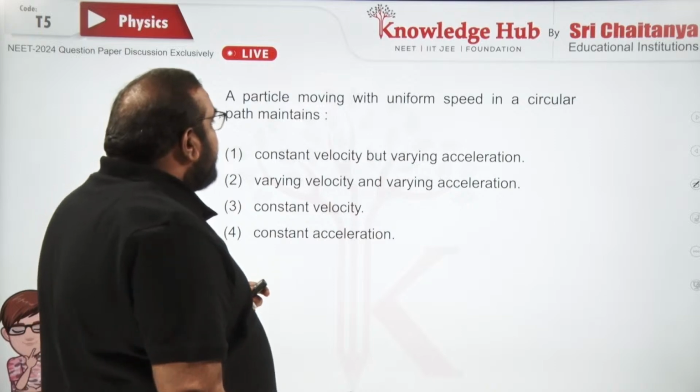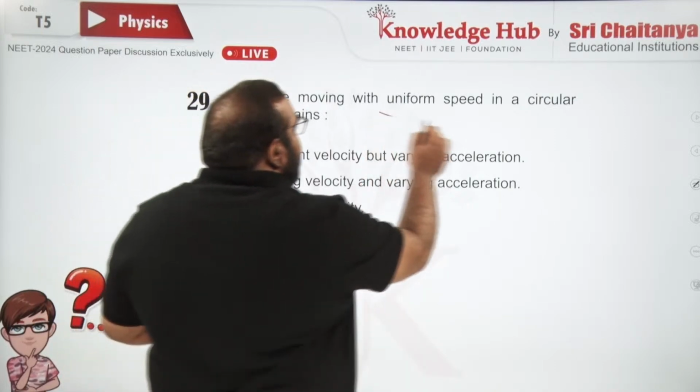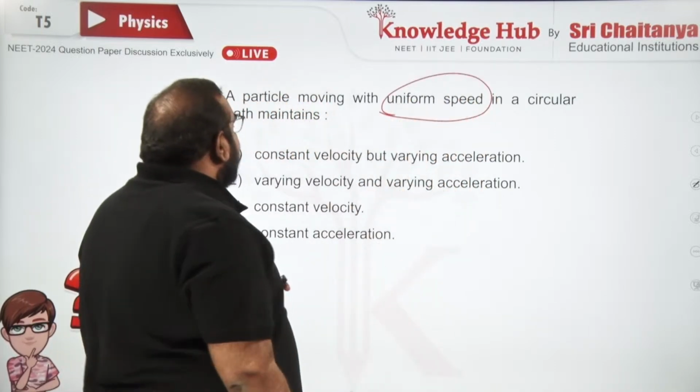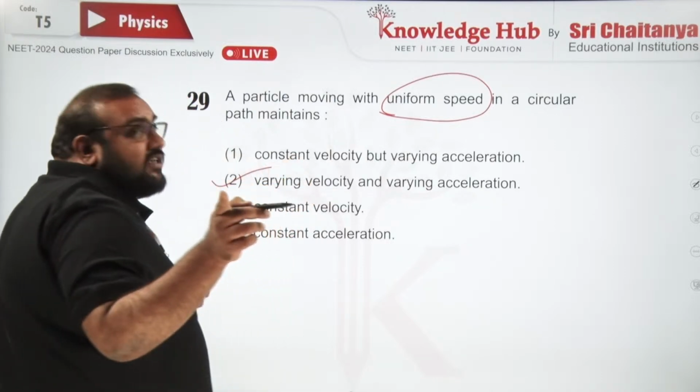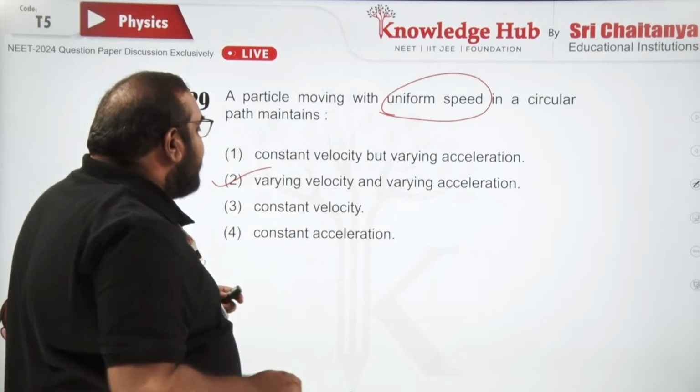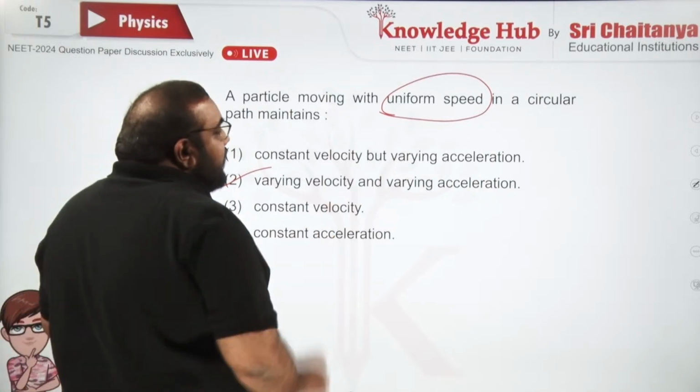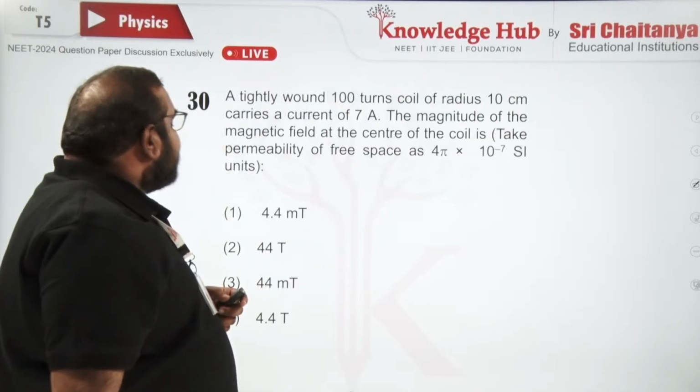Okay. A particle moves with uniform speed. Observe carefully, uniform speed. In a circular path, it maintains varying velocity because direction changes. Okay. Direction changes. Varying velocity as well as varying acceleration. And let us discuss the 30th question.